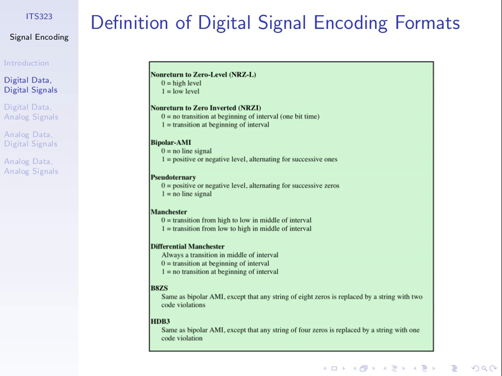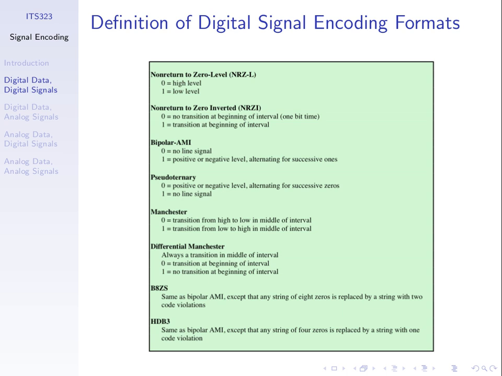What do we start with? We start with a high. I have a bit zero to send. Assuming previously we were high, with a bit zero, the rule is at the start of the interval, change the level, go down to low. Then in the middle of the interval, change the level again. So we're always going to change the level in the middle of the interval here.